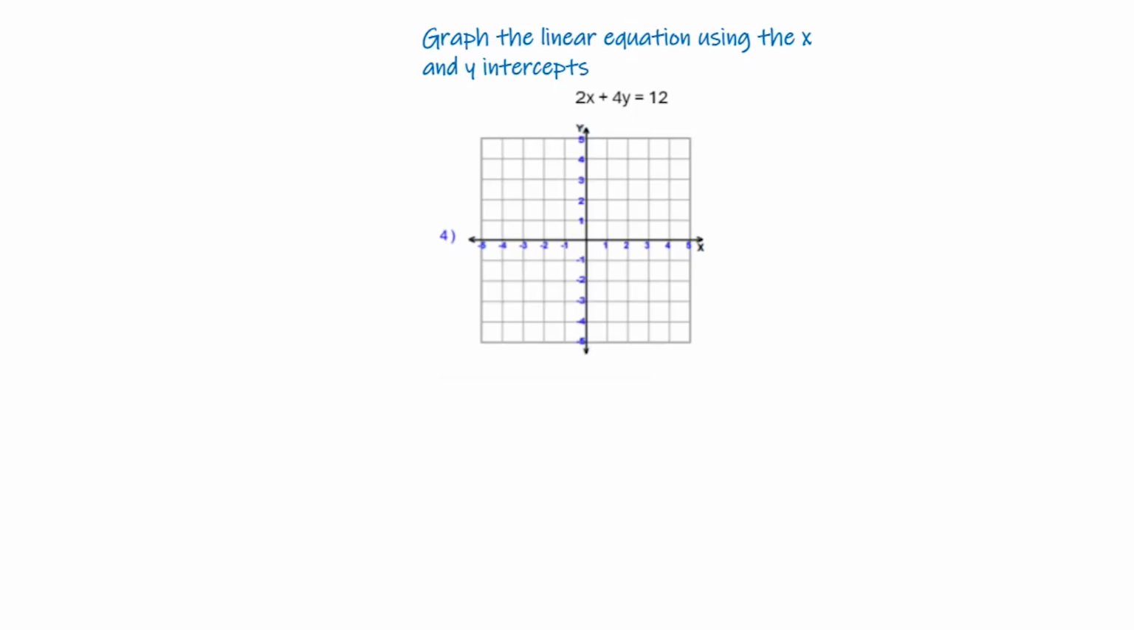We are gonna graph the linear equation using the x and y intercepts. I want to start by finding the x-intercept. So I'm gonna write the x-intercept. And if I'm gonna find the x-intercept, what I'm gonna do is start by letting y equal to 0. Okay. So I'm gonna start with this.